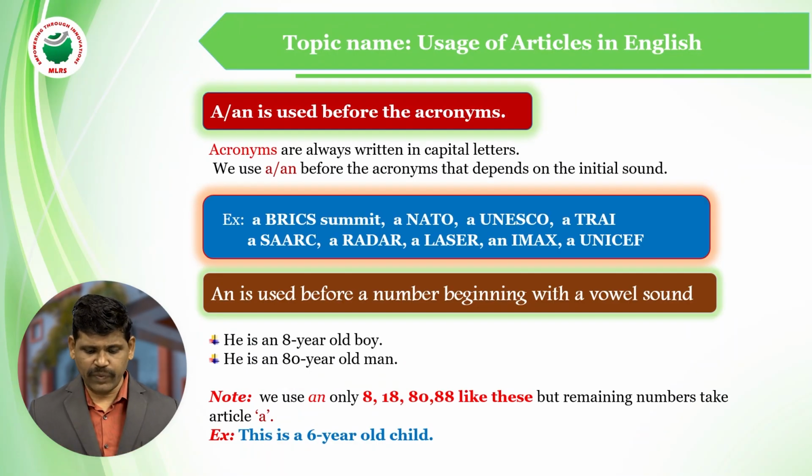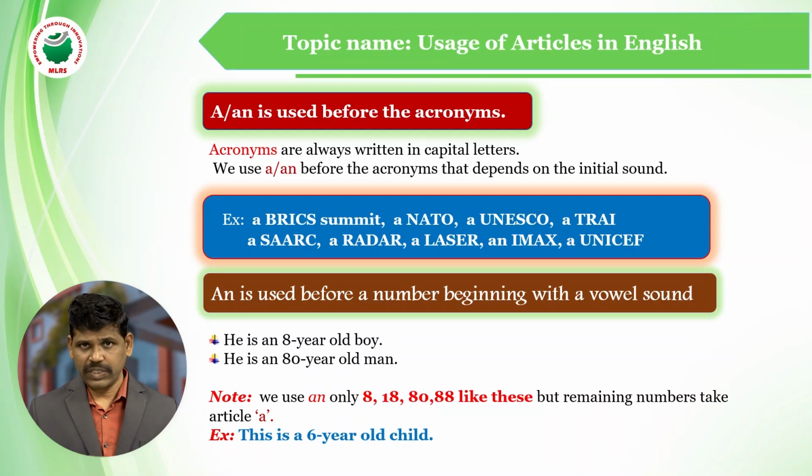A and an are also used before acronyms. What is an acronym? An acronym is written in capital letters, but we read it like a word. Acronyms are always written in capital letters. We use a or an before the acronym depending on the initial sound, how we pronounce the word, whether the initial sound is a vowel or a consonant. That depends on vowel or consonant. We use the article a or an.